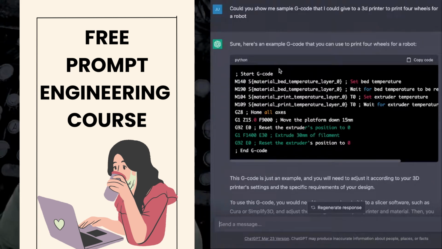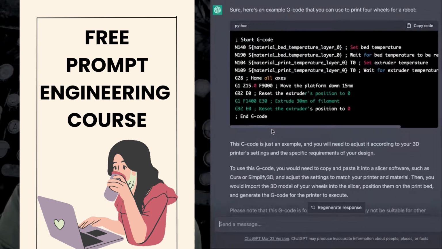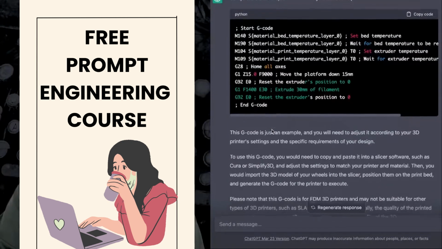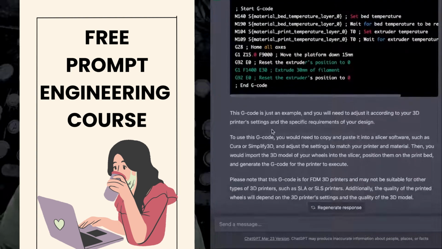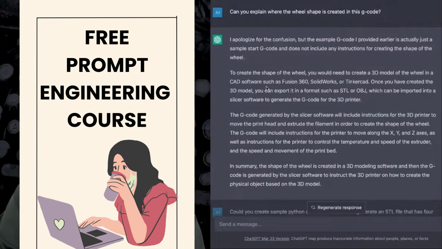And then it says, yes. And so it goes and gives me some G-code, which I look at, and I have enough domain knowledge from this to be skeptical that this is real G-code, and I don't really even see some wheels. So then I go, can you explain where the wheel shape is created in this G-code, right? So I've kind of gone down a rabbit hole now where I seem to be hitting roadblock after roadblock, but I'm continuing the conversation. I'm still problem solving and thinking about how do I get around this.